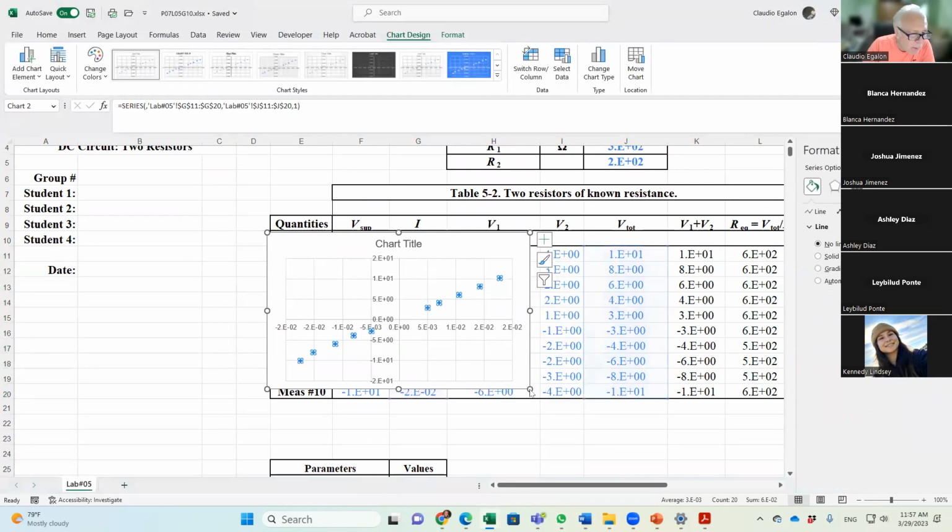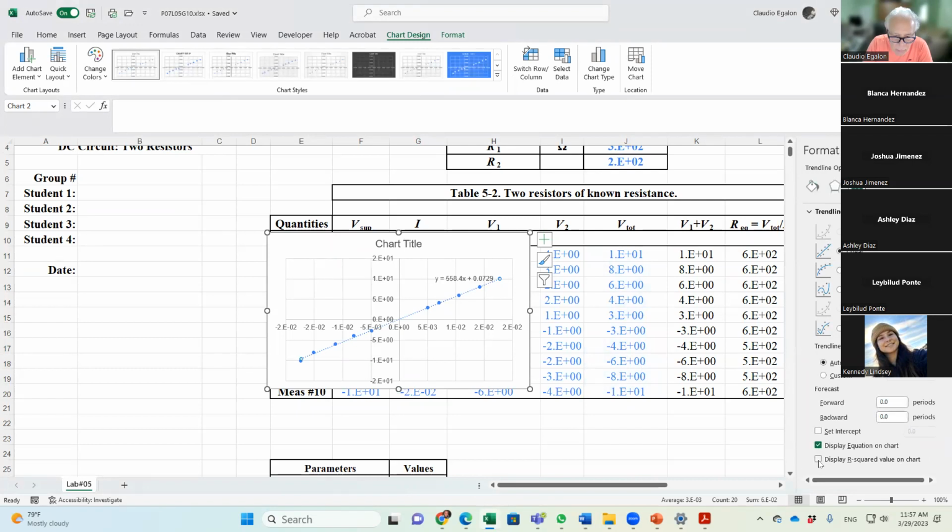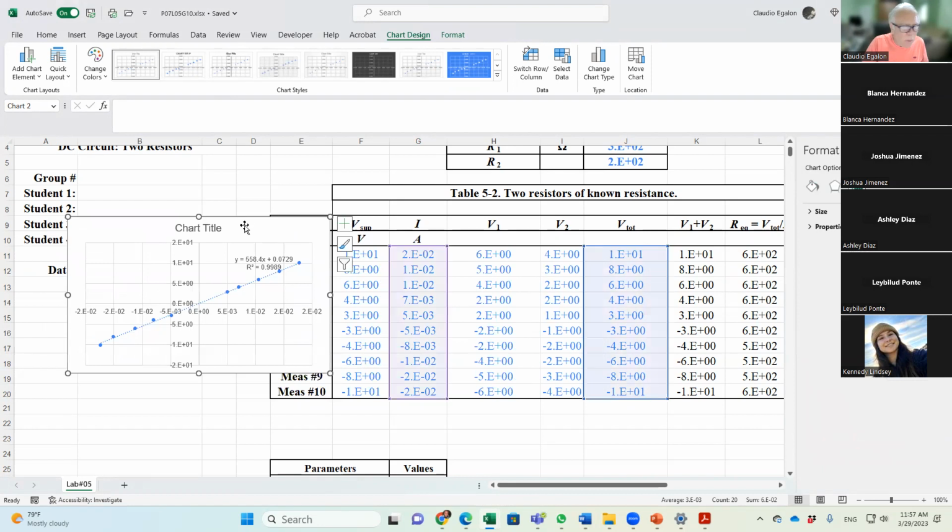See if I have the same problem. Let's see if I can duplicate the same problem. Yeah, my R square, okay, I didn't go to 1. Which group are you, Ashley? Group 2? Okay.